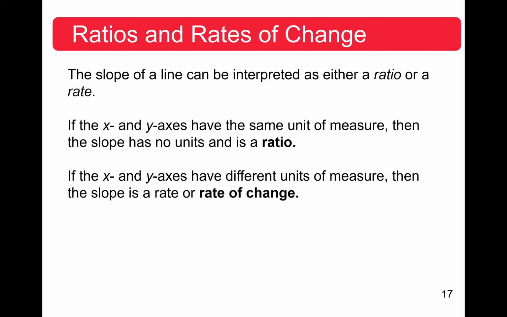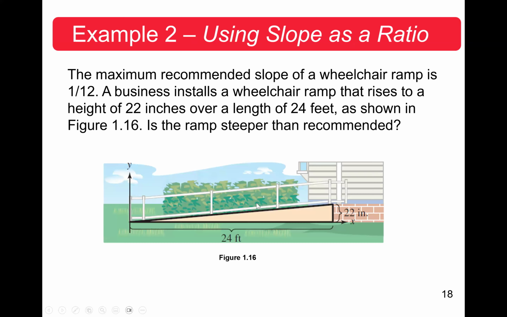But if you have a non-linear function, let's say for example, a polynomial function, again the slope may not be constant. So here we say if x and y axis have the same unit of measure, then the slope has no unit, so it's a ratio. Now if x and y axis have different units of measure, then the slope is a rate or rate of change. So that's all we mean by a slope can be a ratio or rate of change.